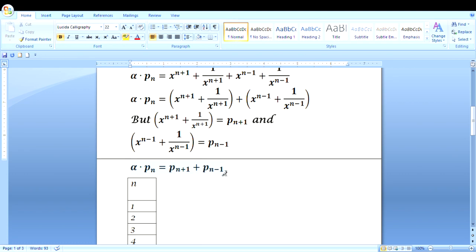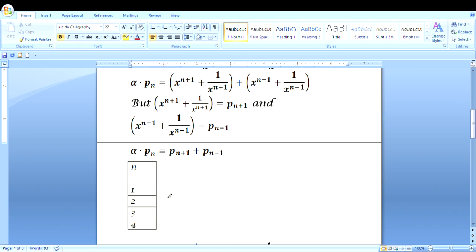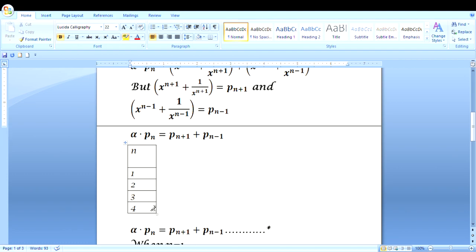Okay, now we are trying to look at x raised to power 5 plus 1 over x raised to power 5. Now, first of all, how do we go about that? We look for how to generate that by looking at some values of n. Now, assuming we have n up to 4, because we're having Pn plus 1 here.